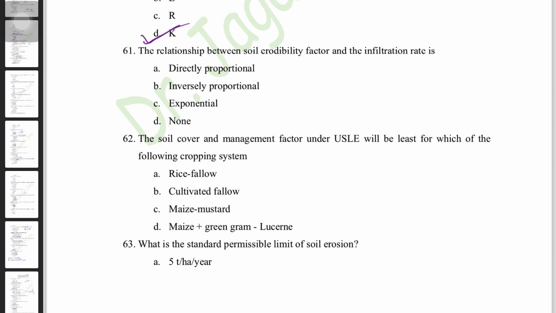The relationship between soil erodibility factor and the infiltration rate is inversely proportional. So what is soil erodibility factor? Basically, how susceptible the soil is to erosion by the erosive agent. If the infiltration rate is more, then more water can infiltrate into the soil and the rainfall erosivity will be less. So it is inversely proportional.